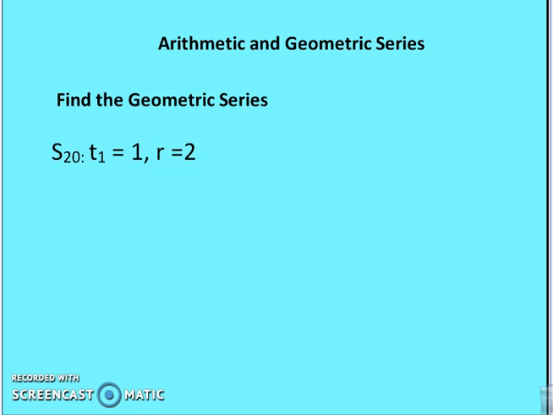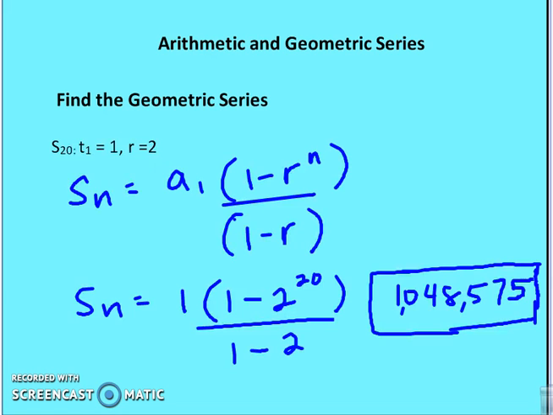All right, so find the geometric series S sub 20, given t sub 1 is equal to 1, r is equal to 2. So S sub 20, a sub 1 is going to be 1, r is going to be 2, and n is 20. So S sub 20 is equal to 1 times (1 minus 2 to the 20th) over (1 minus 2). And you end up with 1,048,575.